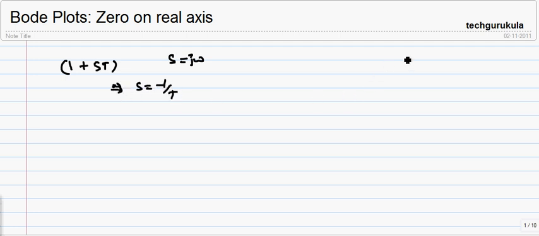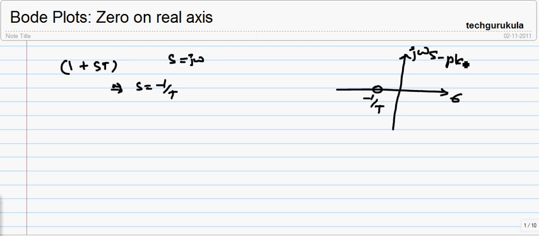Okay, and now if we point this out on an s-plane where the real axis is represented with sigma and the imaginary axis with j omega, we represent it here. Okay, minus 1 over T. Zeros we represent with a circle on the s-plane. Now here we assume T is positive, so that's the reason why we represented it on the negative half of the s-plane.